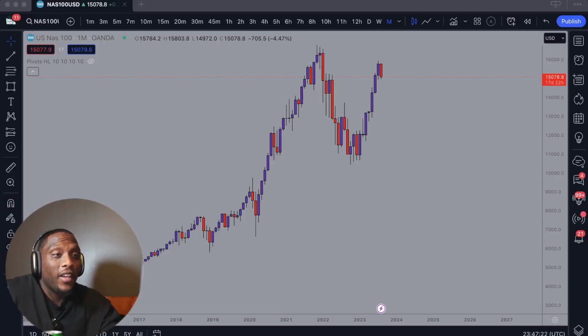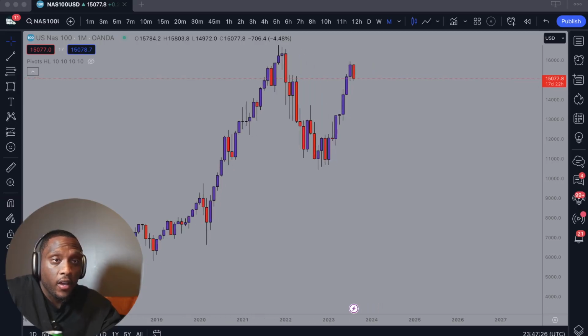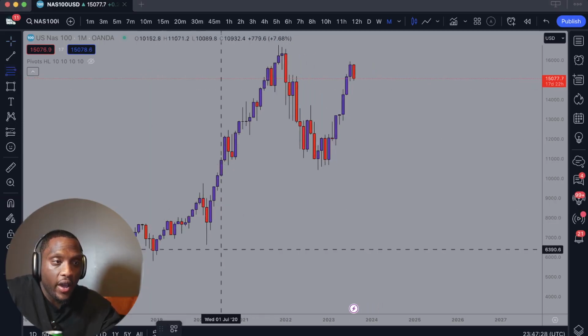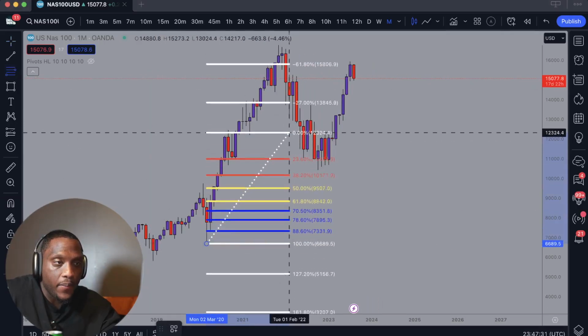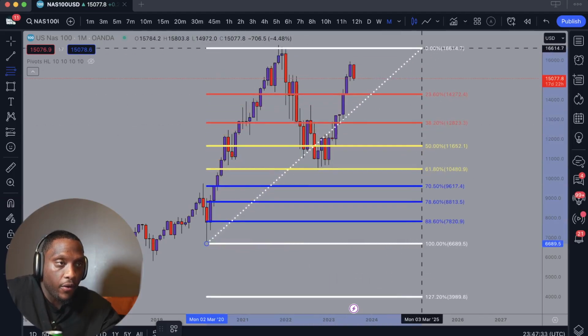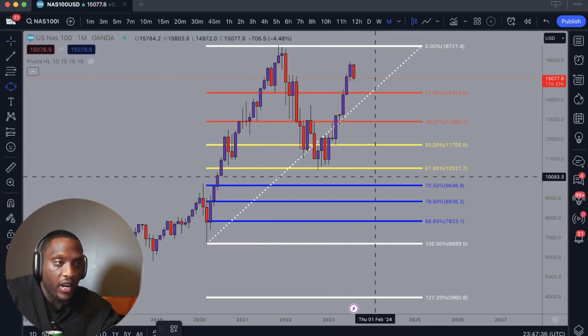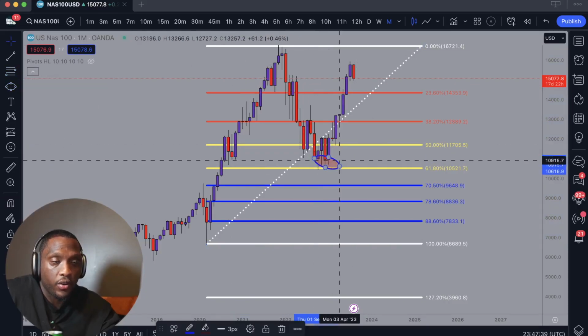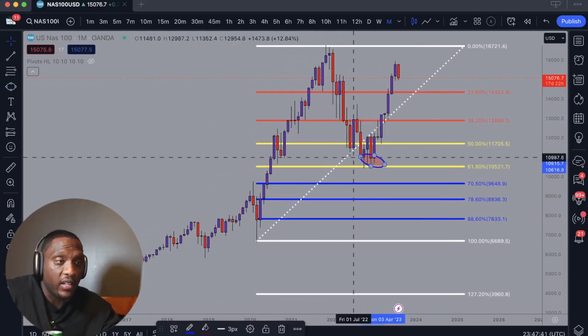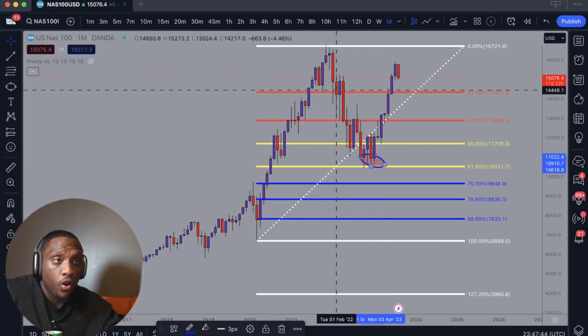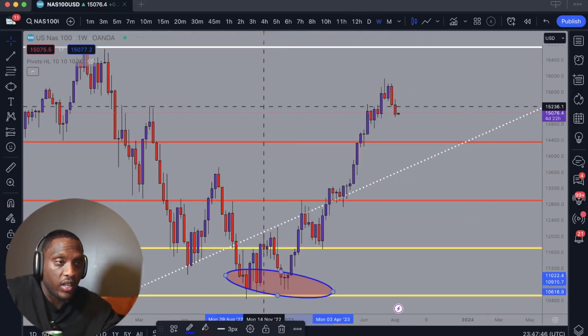All right, so next is NAS100. Here we go. Let's jump into it. So the very first thing that I notice is a very, very beautiful uptrend fib. Overall, based on where we are on the higher time frame, we are in an overall uptrend. Price did come back and respect the 50%.